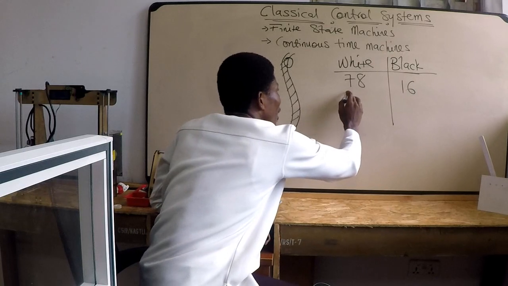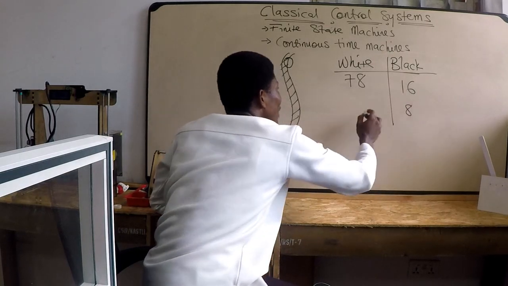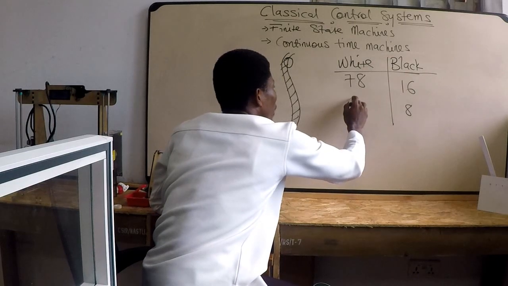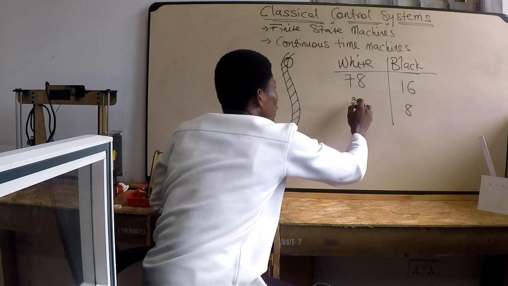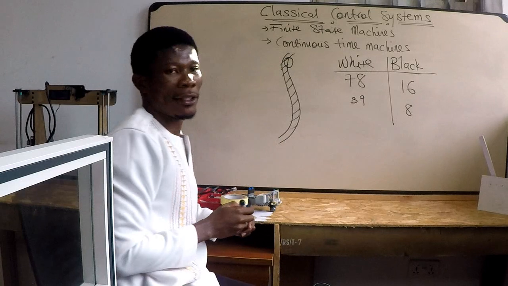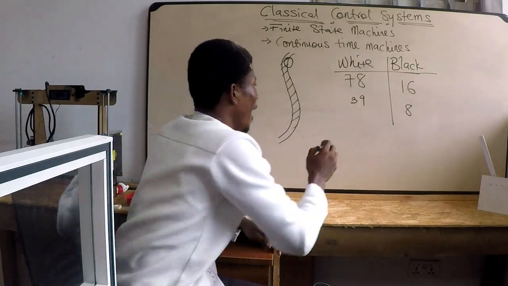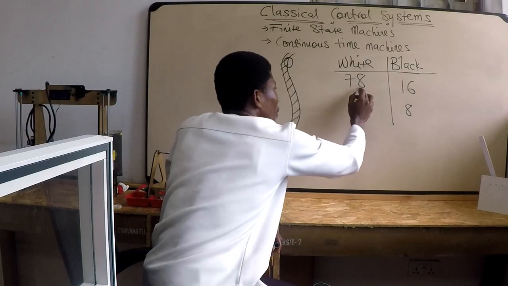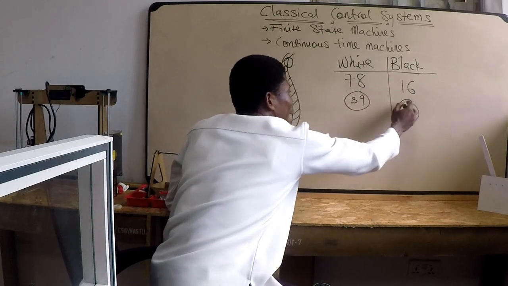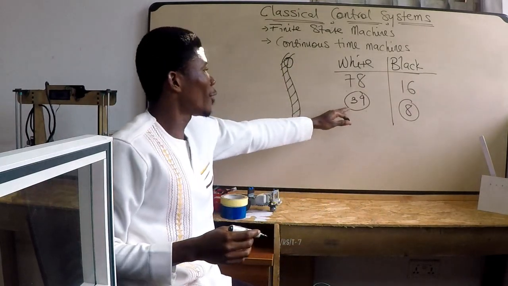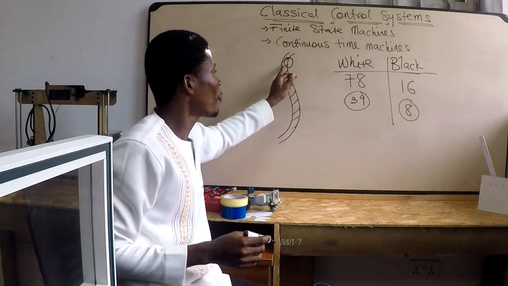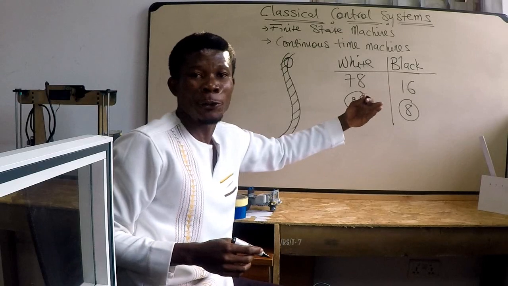So I would say if I have half of this, which is 8, and then I have half of this, which is 39. So I have 39, I add that to 8. So I have half of this being 39 and half of that being 8, because the half portion of the light sensor that is on the white is going to reflect light, and the half portion that is on the black is going to absorb light.